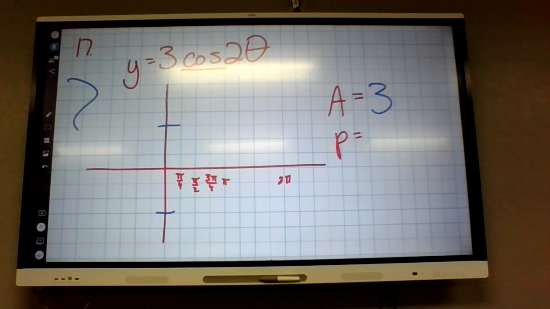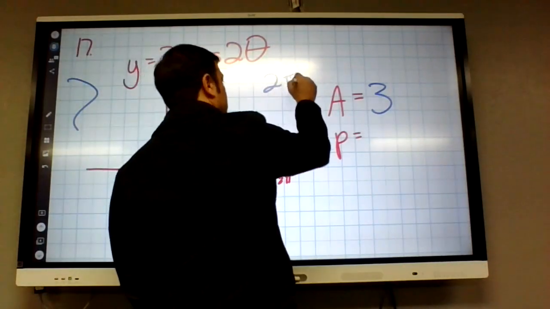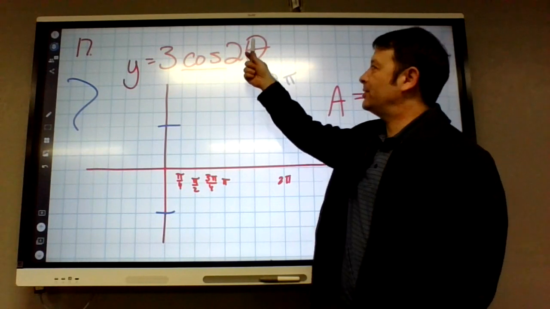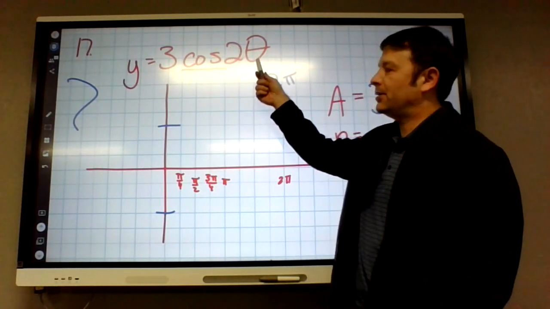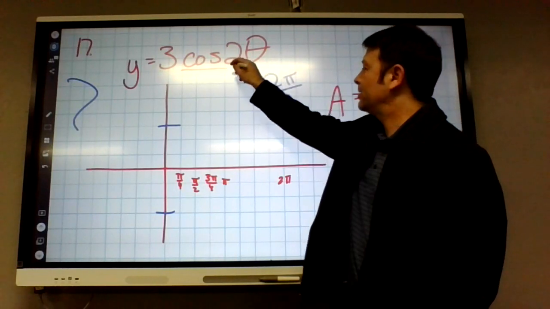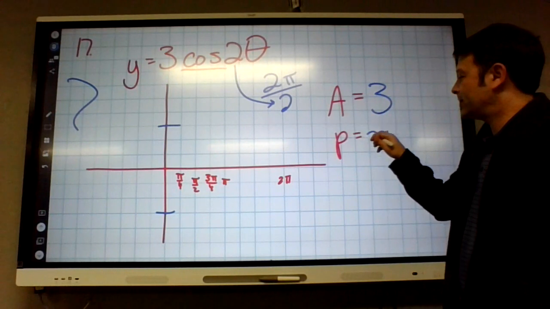Okay, what is the period? What is a normal default period for a sine or cosine? 2 pi. But not on this one. What is the period for this one going to be? It's going to be 2 pi divided by whatever number is in front of the theta or the x or whatever the variable is here. 2 pi divided by 2, which is just pi.